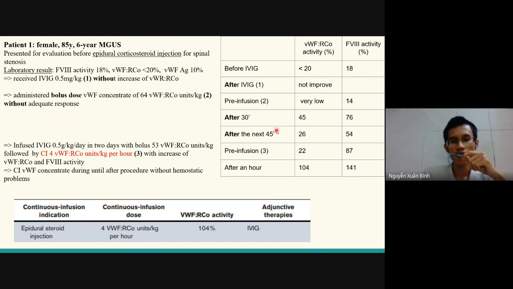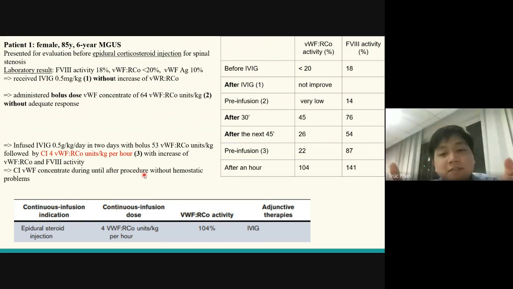But over the next 45 minutes, it decreased from 45 to 26. So this condition was not suitable for her to undergo the procedure, and she failed with IVIG or bolus dose alone. So they decided to combine IVIG with a bolus dose of von Willebrand concentrate and continuous von Willebrand concentrate. Before infusion, von Willebrand activity and factor VIII were 22 and 87 respectively, but an hour after infusion there was a strong increase from 22 to 104 and from 87 to 141 for factor VIII.